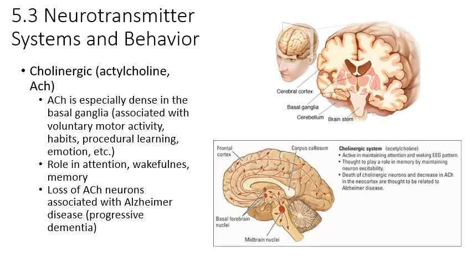So the first, the cholinergic system, is driven by acetylcholine. Acetylcholine is especially dense in the basal ganglia, which, if you remember from previous chapters, is associated with voluntary motor activity, habitual activity, procedural learning, and emotion. The cholinergic system also has a role in attention, wakefulness, and memory. And a loss of neurons, especially in the basal ganglia, is associated with progressive dementia like Alzheimer's disease.